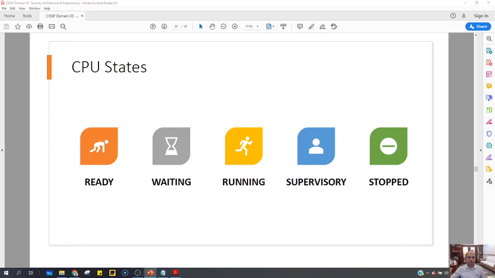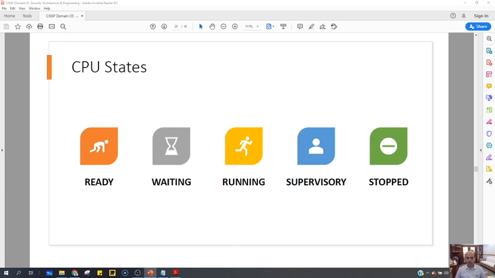Okay. Next comes the CPU states. When we are talking about the CPU states, there are 5 CPU states which I have given in this particular slide. The first one is ready, then waiting, running, supervisory, and stopped. So ready means the process is ready to begin processing, but the CPU is not available. So it should be in the ready state and wait for the CPU to be free. Then comes waiting. The process is waiting for a device or access request. So it is kind of an interrupt.